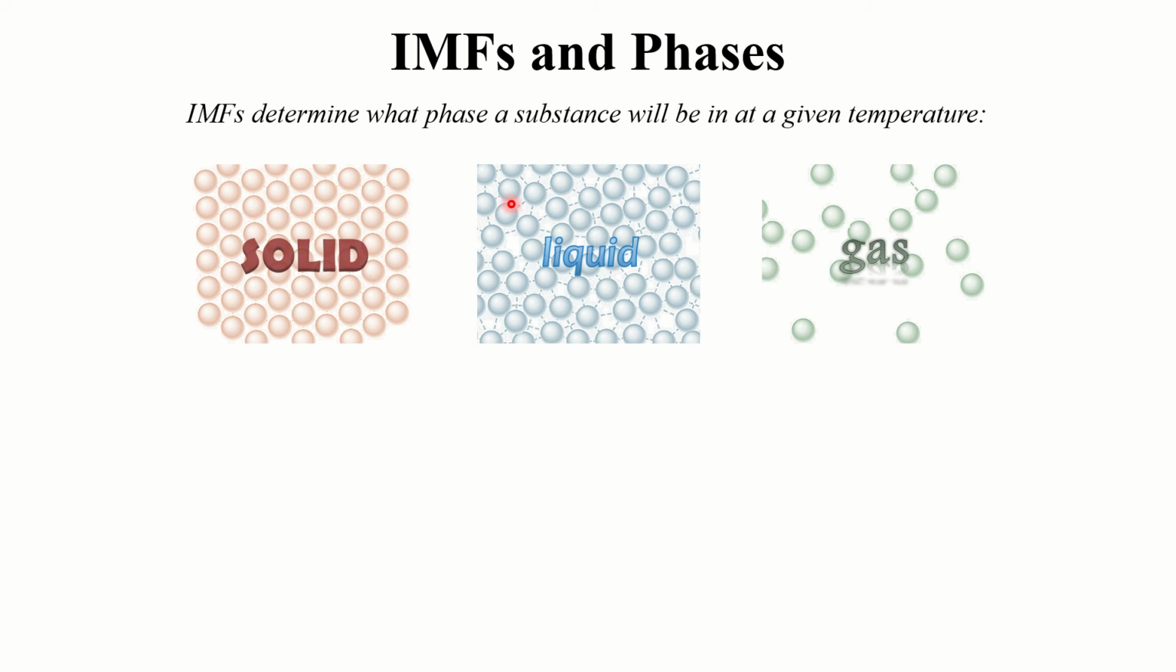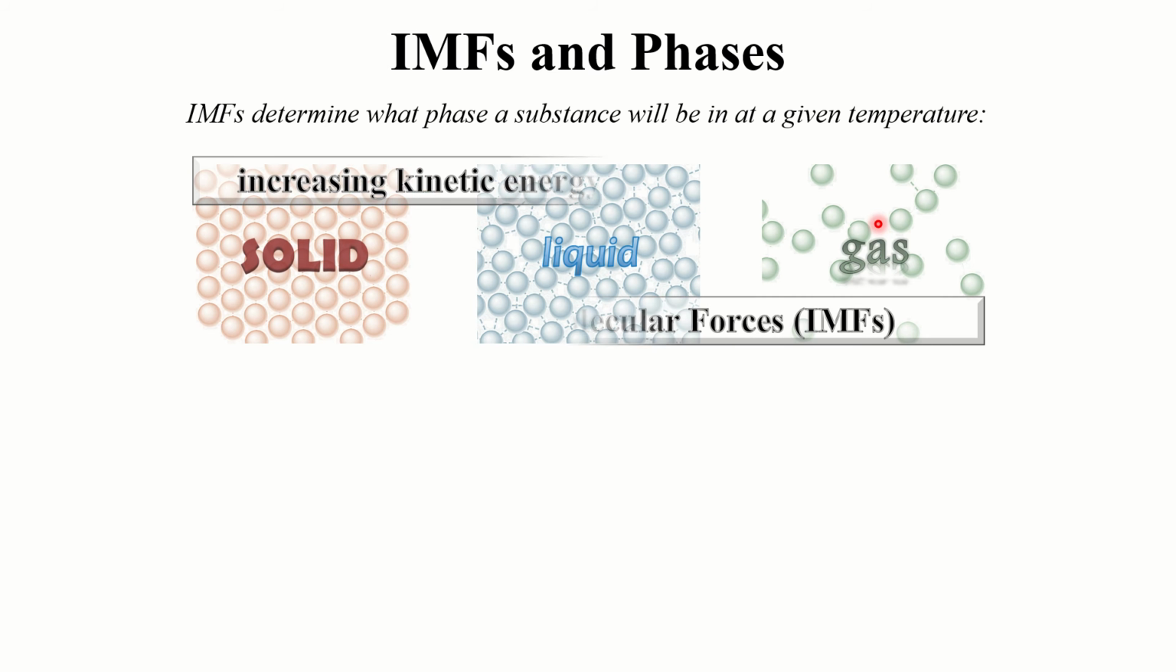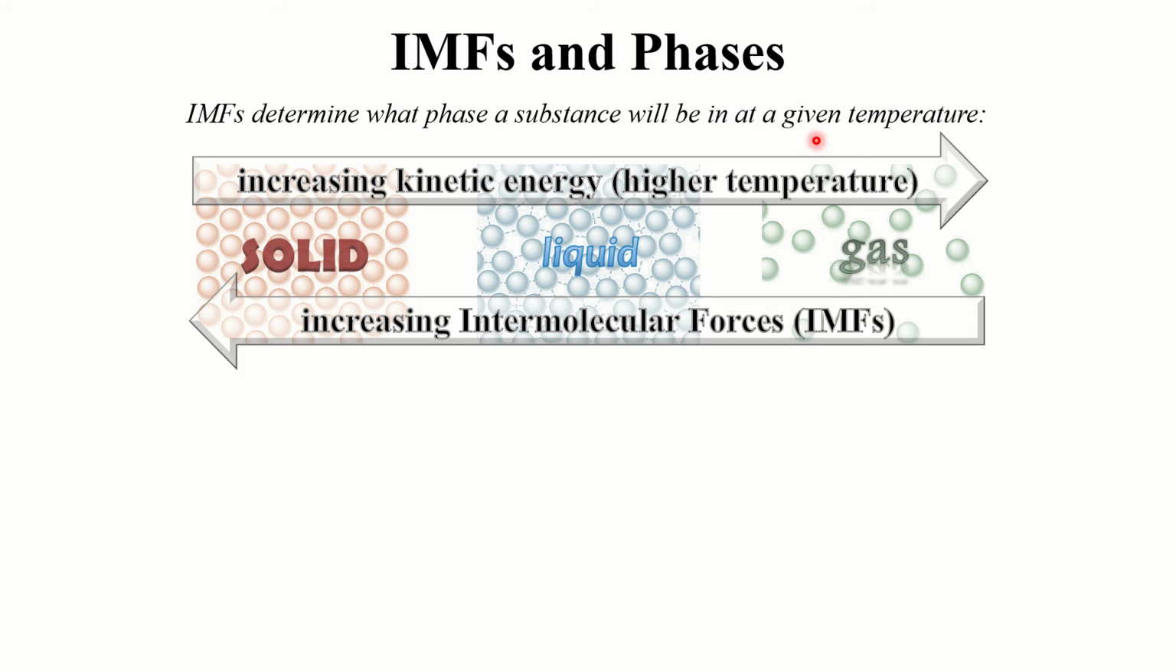All right, now, as mentioned, IMFs will generally determine what phase a substance will be in at a given temperature. This is a similar version of the figure we saw at the start of last lecture, where as kinetic energy increases, or basically as temperature increases, this is a force that will pull molecules apart. This can result in a phase transition from a solid to a liquid to a gas, whereas intermolecular forces attempt to hold molecules together. If you were to decrease kinetic energy, IMF strength would win out, and we would see a substance move into the condensed phase.